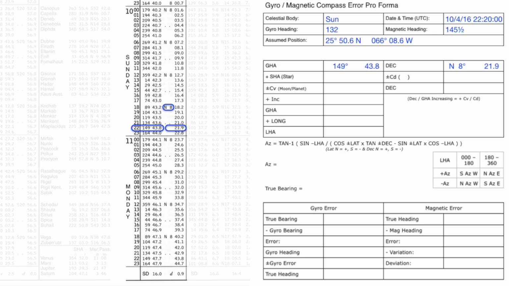We also note that the declination between 2200 and 2300 is increasing. If we look at the bottom of the sun column, we see there is a value for D. This is the D correction. We can note this down on our pro forma as 0.9.